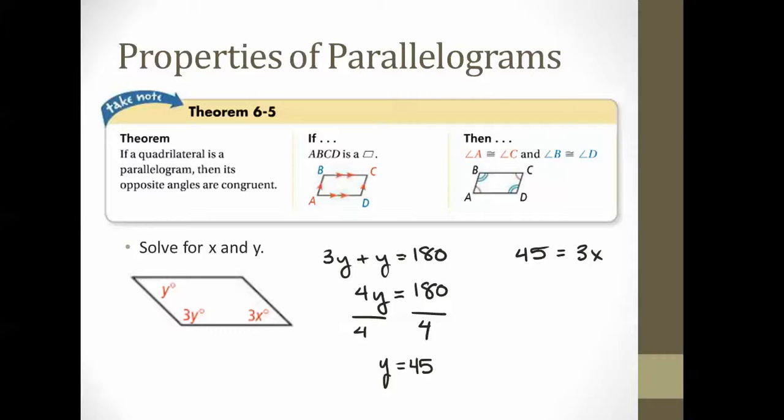Then I can solve for x. I know that y is equal to 3x because those are opposite angles. So if I substitute 45 in for y, I get 45 equals 3x. Divide both sides by 3, I get x equals 15. So I've answered the question. X equals 15, y equals 45.